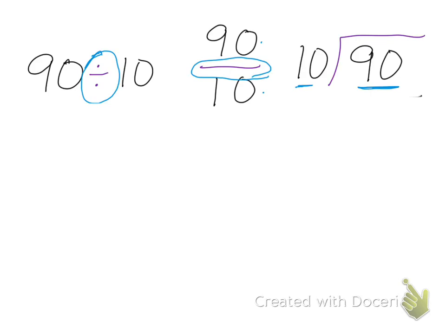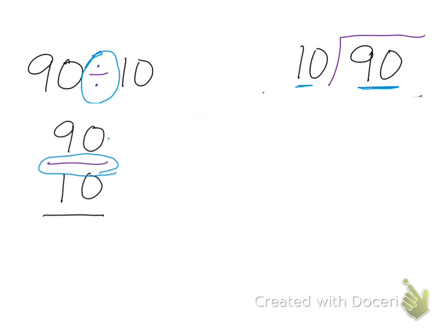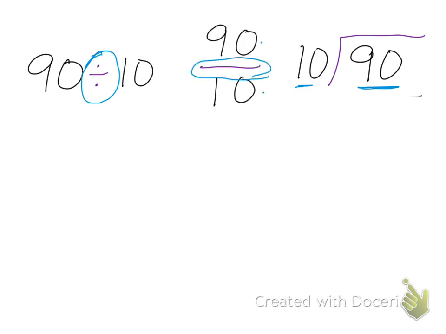So the quotient for each of these is, I'm just going to move them so I can write the quotient next to it. The quotient is always going to equal 9 for all of these ways. It doesn't matter which way you write it, the answer will stay the same.